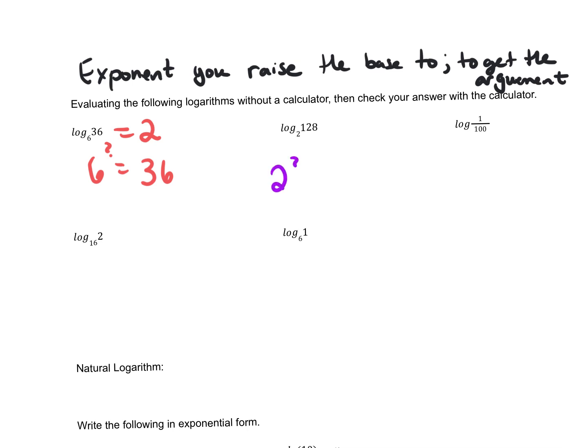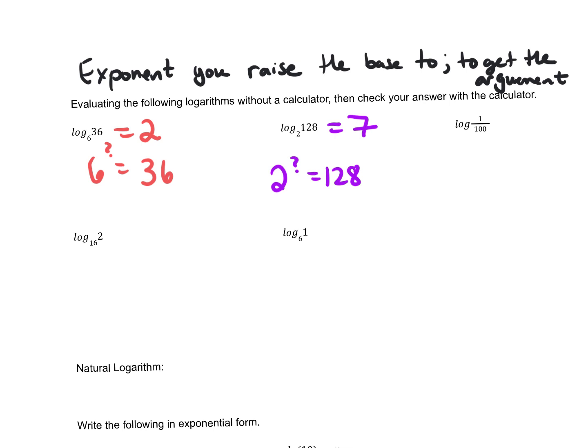2 to what power is 128? That's the log base 2 of 128. So we have to know how many times I have to multiply 2 to get 128. And if I start multiplying 2's, it turns out I need to do that 7 times.